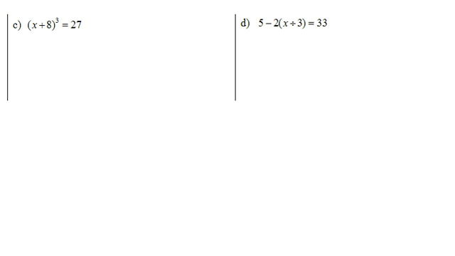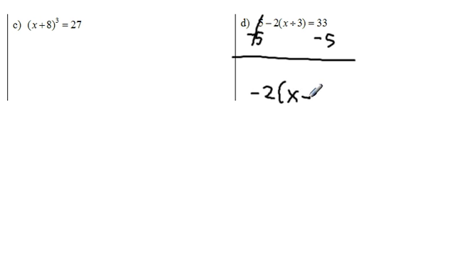Same question. If you want to peel off the layers, what's the most outside layer here? And 5 is it. So we have to undo the 5. Let's do that by subtracting. Subtract 5 to each side of the equation. That will undo the 5. Cancels out. Left over is negative 2 times parentheses x divided by 3. And then 33 minus 5 is 28.